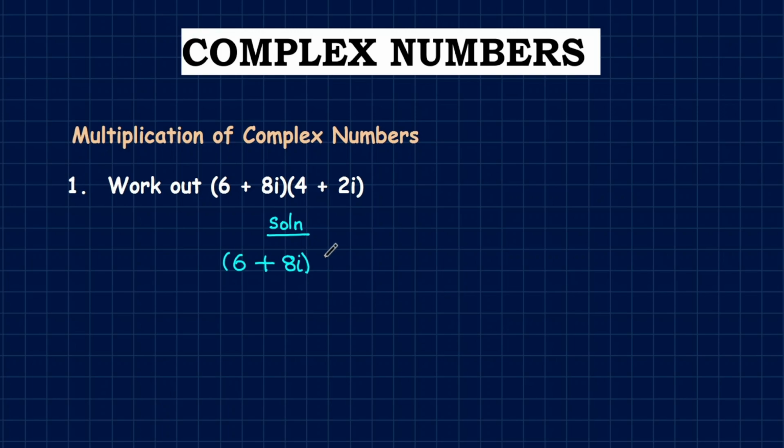So the second color would be this one here, and we have 4 plus 2i. Our first real number here, that is 6, will multiply the second bracket, and that is 4 plus 2i. And the second number, which is the complex part here, that is plus 8i, will also have to multiply the second bracket. And we have 4 plus 2i.